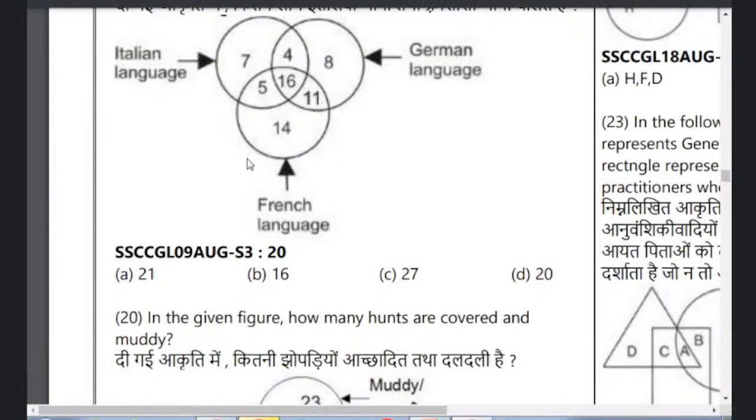Option D. Option D was 16 plus 5, which is 21. Okay.